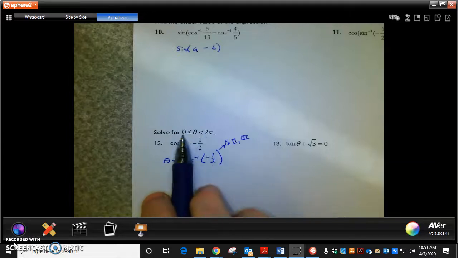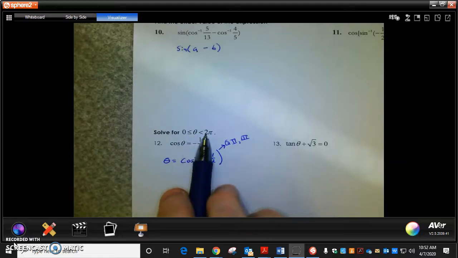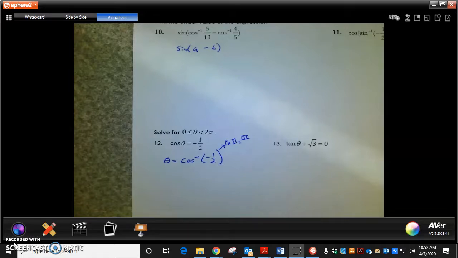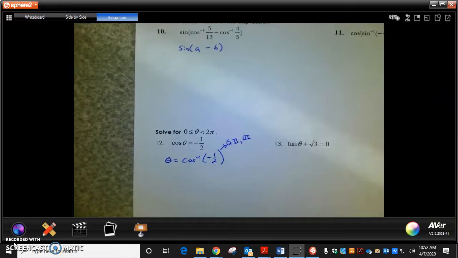We only want the solutions between 0 and 2 pi. So you don't have to give me any answers that are more than one revolution. On day 1 of this lesson, we did all the solutions to infinity, and you don't need that.